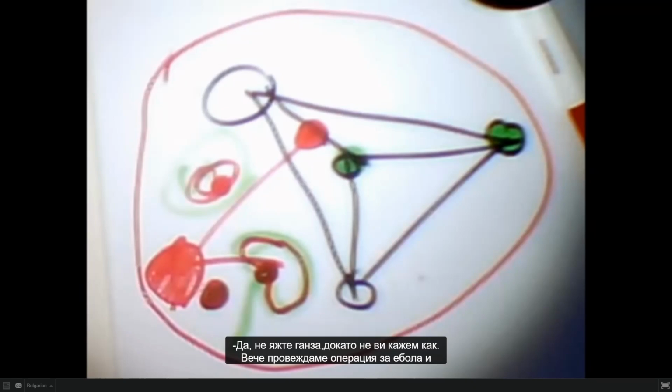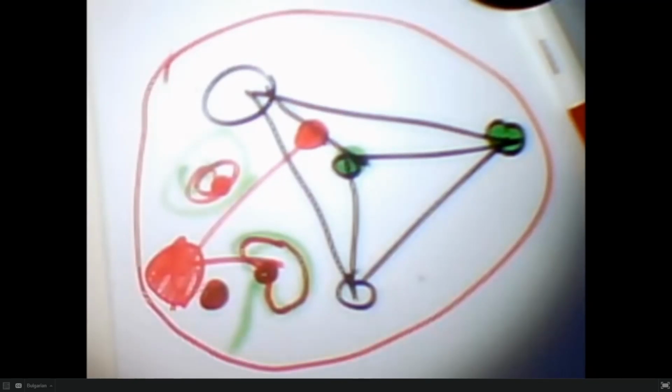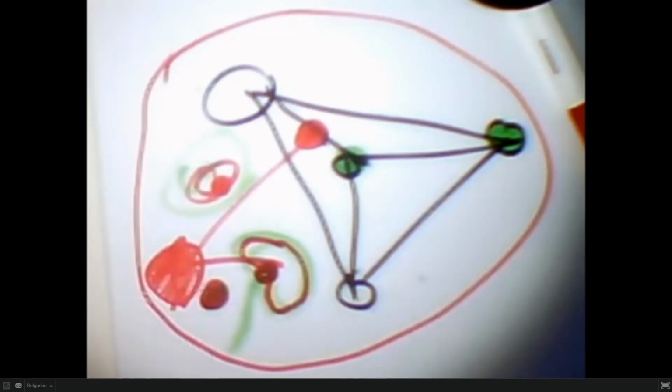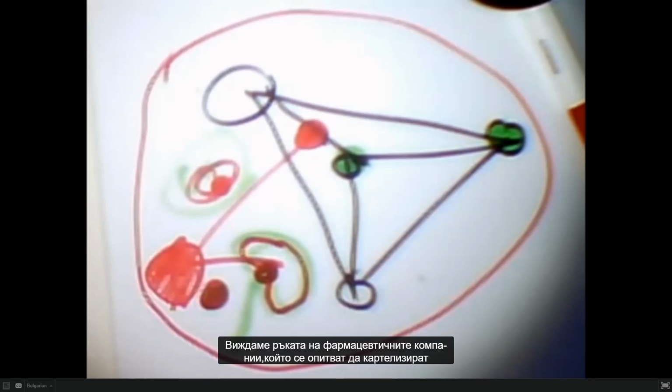We are now running operation for Ebola and consumption of the GANs in a specific way, which at the moment we wait to see what happens, because as we see, pharmaceuticals have a lot of say in how the Keshe Foundation technology as a GANs will appear. And it's become objectionable by the scientific world who have got access to it. We see the hand of pharmaceuticals trying to curtail the work. But it's their problem, because when a man can produce it in the house and help himself, he is not waiting for pharmaceutical to say if it's correct or not.